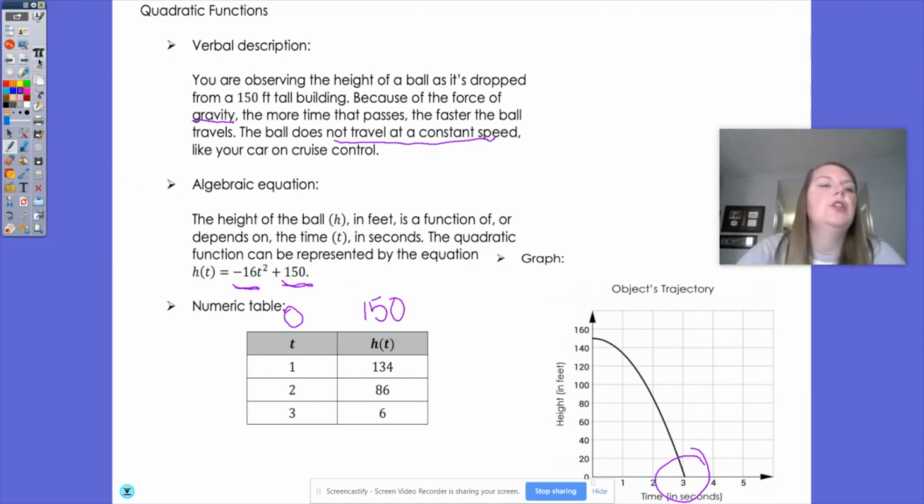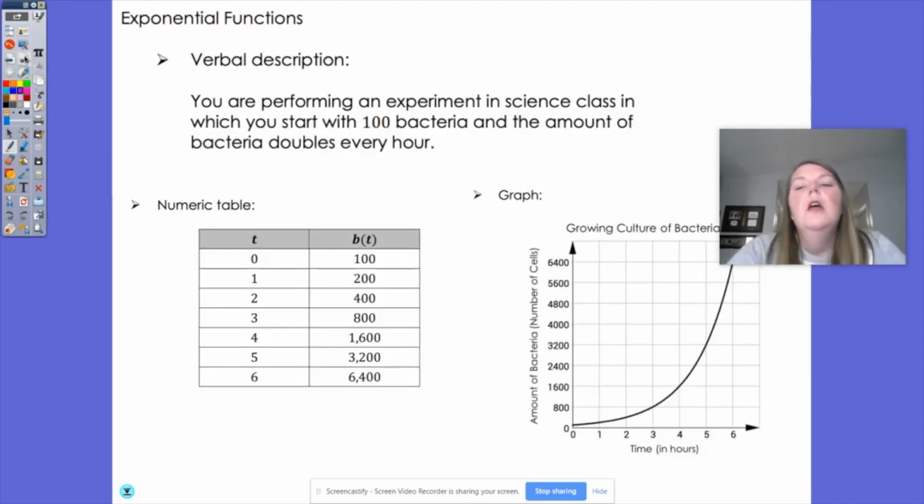Okay, so let's look at a new type of function. This one's called exponential functions. Let's talk about some keywords. Here's the verbal description. You are performing an experiment in science class in which you start with 100 bacteria, and the amount of bacteria doubles every hour. The thing in this problem that tells me it's going to be exponential is that word doubles. You may also see something about halving, doubling, tripling.